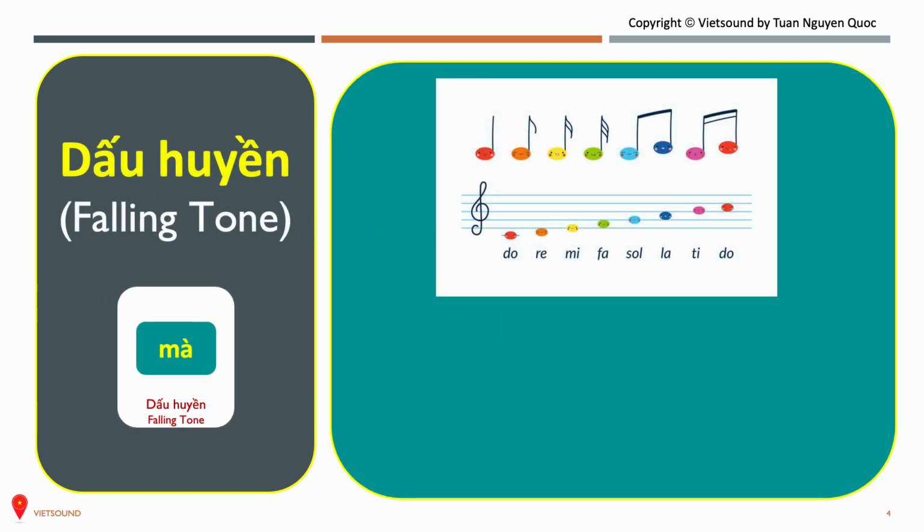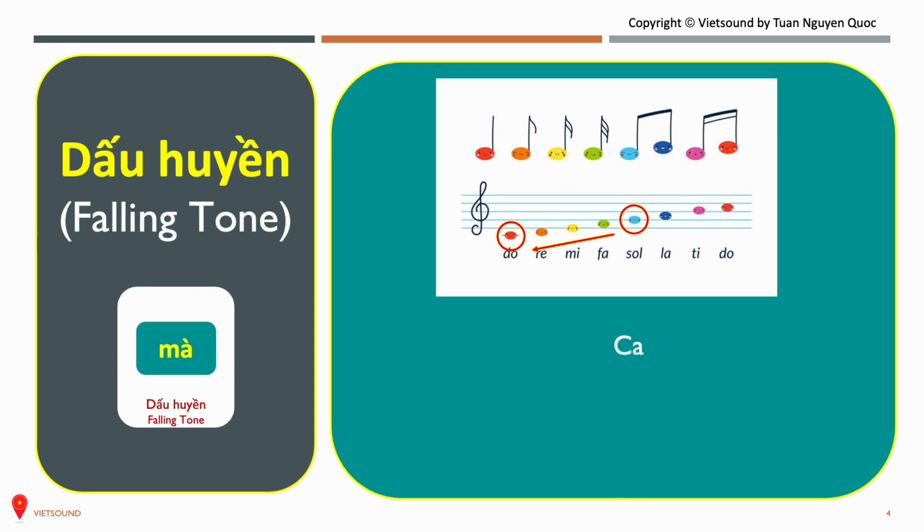Now let's take a look at the musical notes. We have do, re, mi, fa, sol, la, ti, do. And when you say a word without tone, you're on a sol note. And now what you have to do is just make your voice a little bit lower to the do note. That's the way we add falling tone to a word.